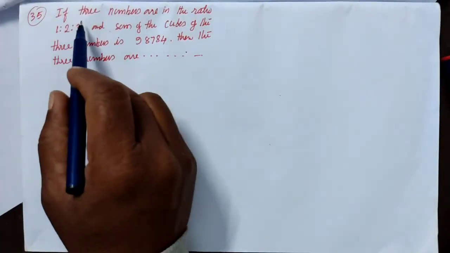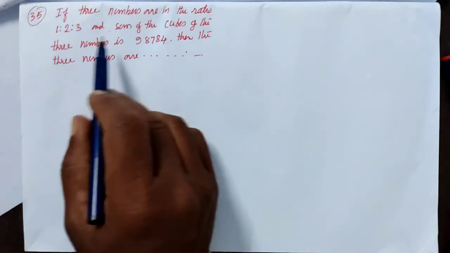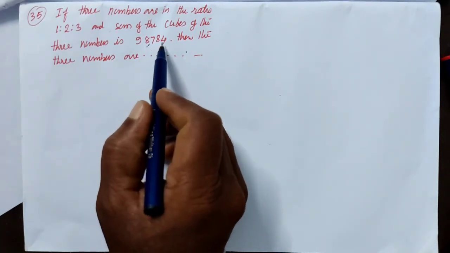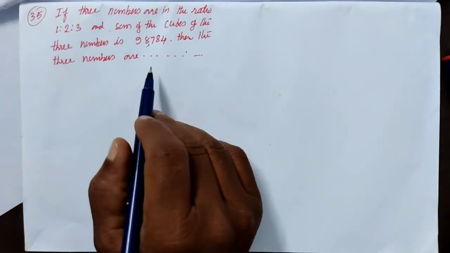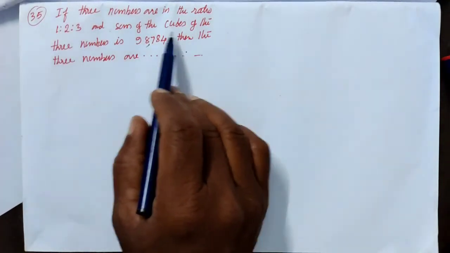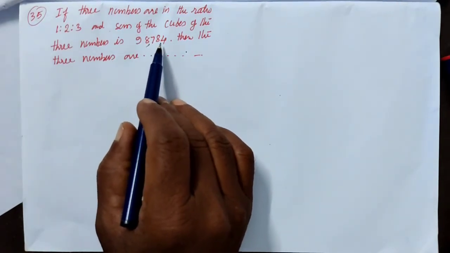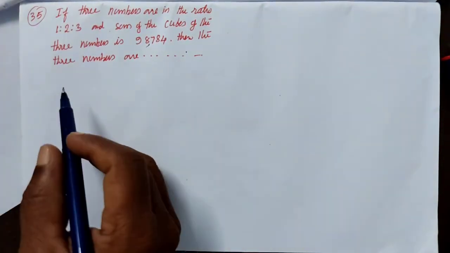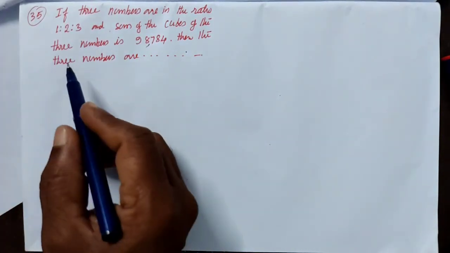Question 35. If three numbers are in the ratio 1:2:3 and the sum of the cubes of the three numbers is 98,784, then the three numbers are dash. So we have to find the three numbers with the help of these two given data.